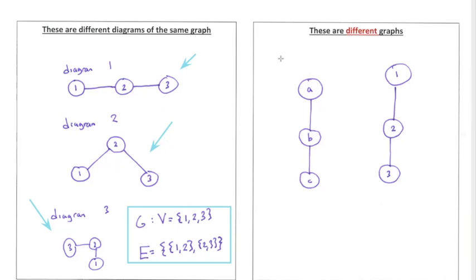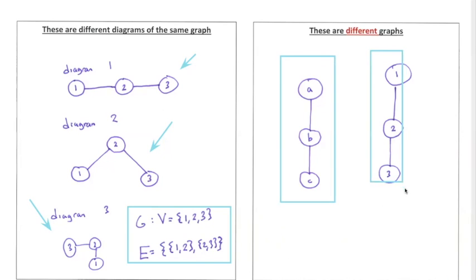On the other hand, in the second picture, these are actually different graphs. Even though their diagrams look very similar, the first graph has vertex set ABC, and the second has a different vertex set. Since graphs are actually defined in terms of their vertex and edge sets, these two graphs are not the same.